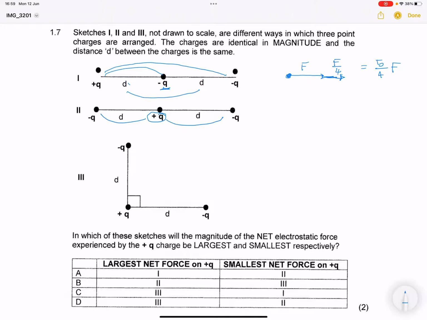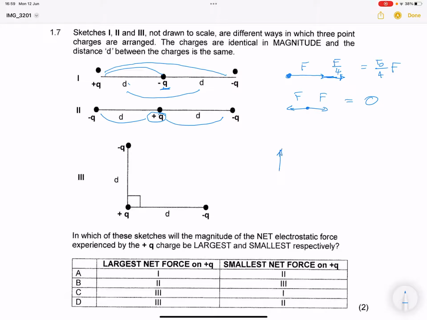So what will be the net force here? The net force will actually be 0, so it will experience a force of F in that direction, another force F in that direction, right? So in this case, it would mean that the net force would actually be 0.